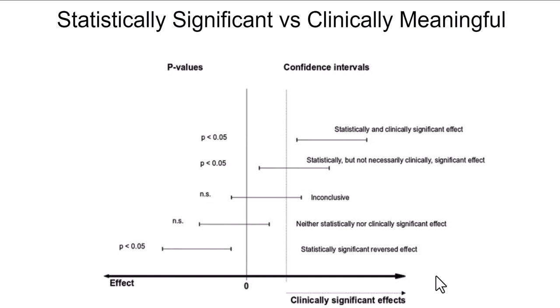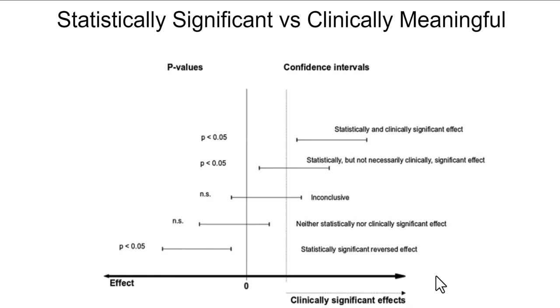Now, moving one down, when it says N.S., that's not significant. Okay, so there p is greater than 0.05, so you have not a statistically significant result, and the confidence interval crosses the line of no difference, or the 0 value. So it's completely inconclusive. We have neither statistical significance nor do we have clinical significance.